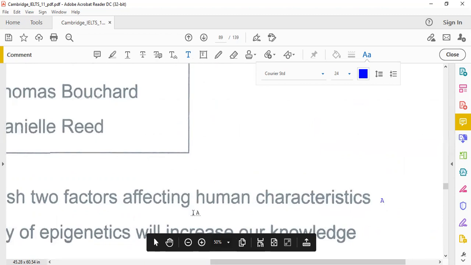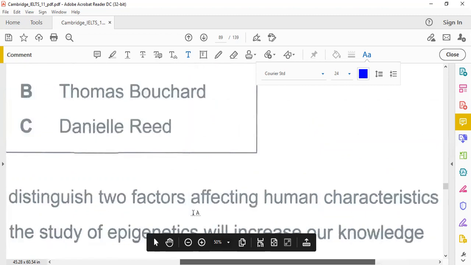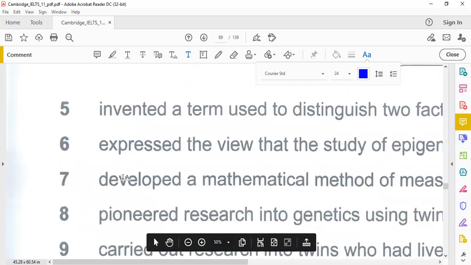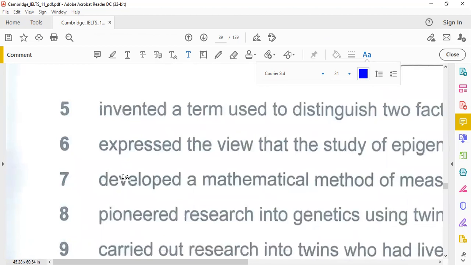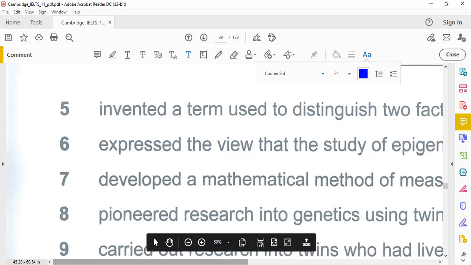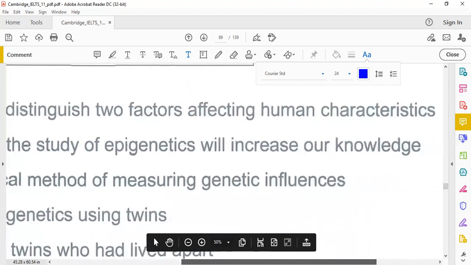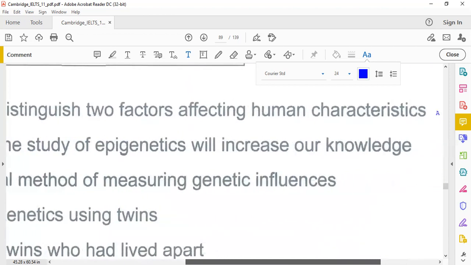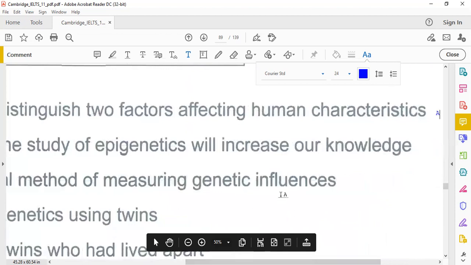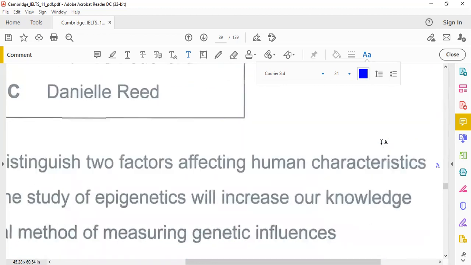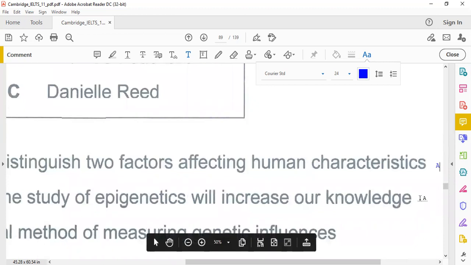Okay. Now we come to the next question, question 6. Express the view that the study of epigenetic genetics will increase our knowledge. Who said this? The answer is C. Daniel Reed said this, so the answer is C.